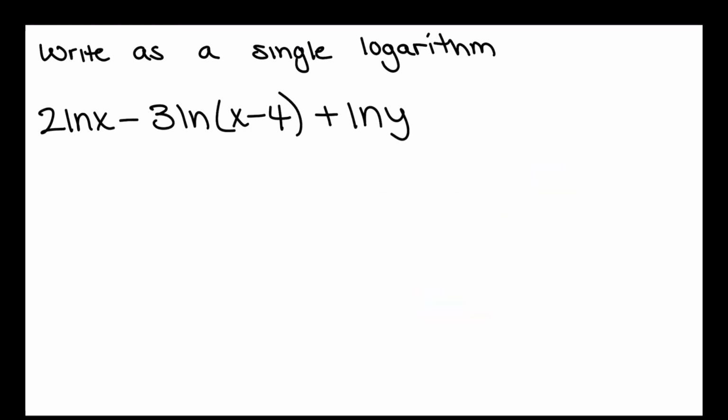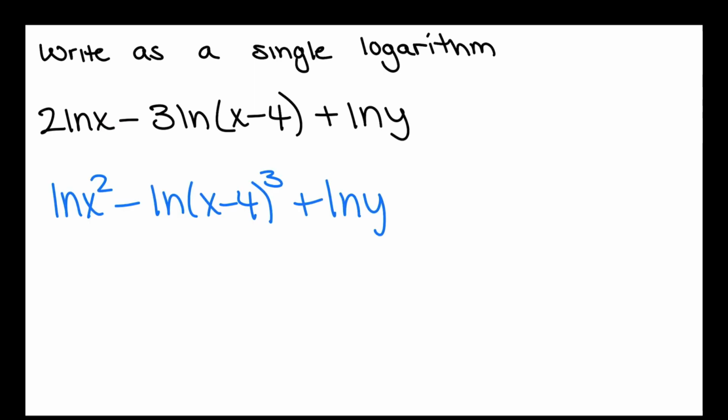Here's another one. Write as a single logarithm. 2 natural log of x minus 3 natural log of x minus 4 plus natural log of y. First thing I'm going to do is if there's any numbers in front of my logs, I'm going to move those back and make them exponents. So what I mean by that is this 2 natural log of x, I'm going to take the 2, and it's going to become an exponent on the x. So that expression turns into natural log of x squared. The second term, I move the 3, it becomes an exponent. Now I have minus natural log of x minus 4 to the third, and then plus natural log of y.